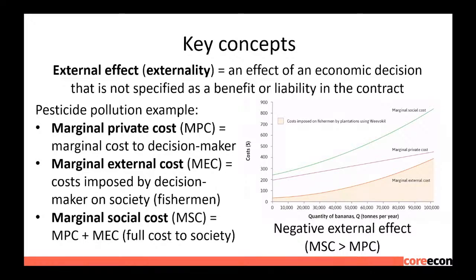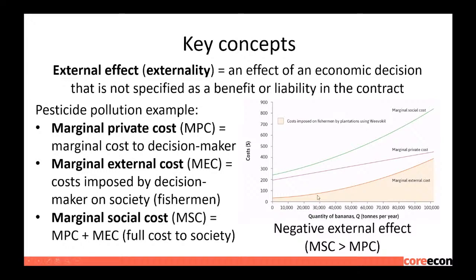So the externality is the effect of an economic decision that is not specified as a benefit or a liability in the contract. So the marginal private cost, or MPC, is simply the calculus from the point of view of the plantation owner. So it is the marginal cost for an extra ton of bananas being placed on the market, right? So this is the marginal private cost. If you're a plantation owner, you see it is increasing, but not as high as the social cost. Why? Because you're only looking at your own costs that tend to increase with production, but more or less linearly.